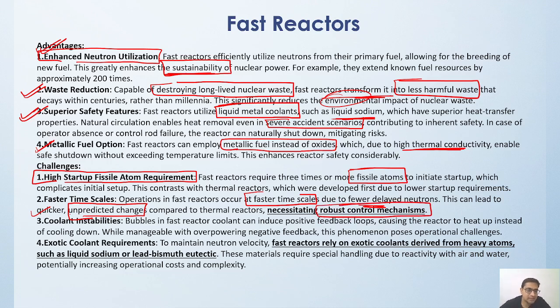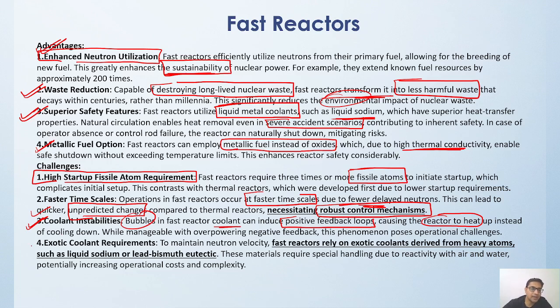Then sometimes there is coolant instability. Bubbles in the fast reactor coolant may induce a positive feedback loop, so the reactor may start heating up instead of cooling down. Positive feedback means the reactor will start heating up, and if you have negative feedback, it will start cooling down. So these are issues regarding the coolant, because the bubbles in the coolant may create a positive feedback loop.